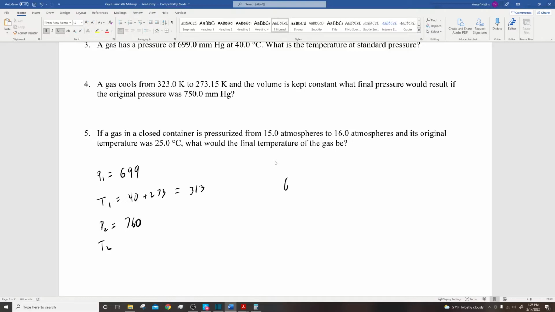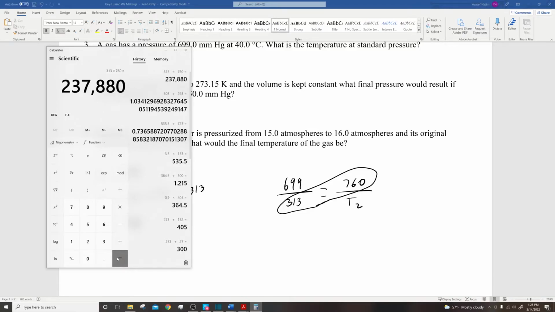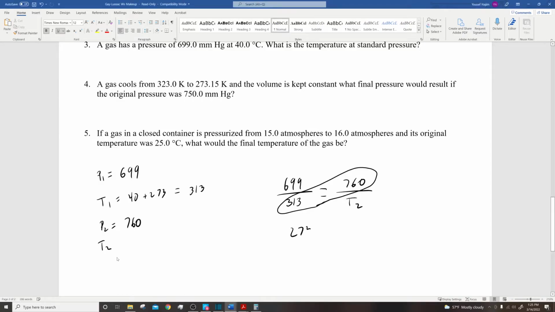So it's going to be 699 over 313 is equal to 760 over T2. And then we're going to cross multiply. So 313 times 760. That's 237,880. And that's going to equal 699 T2.